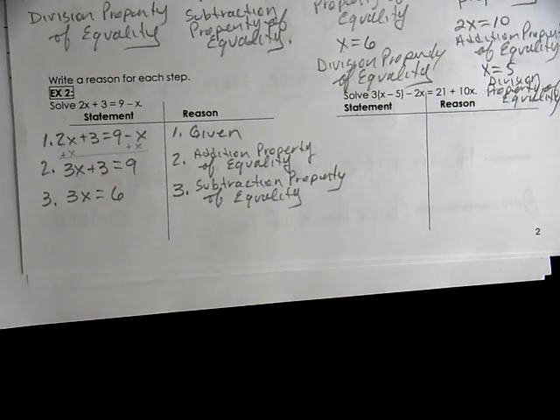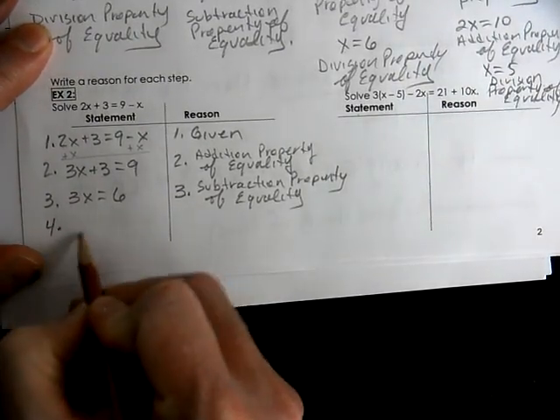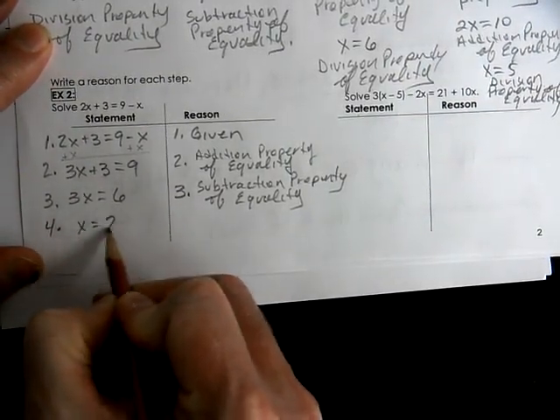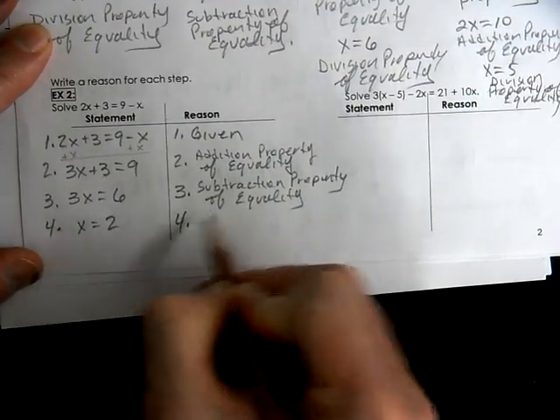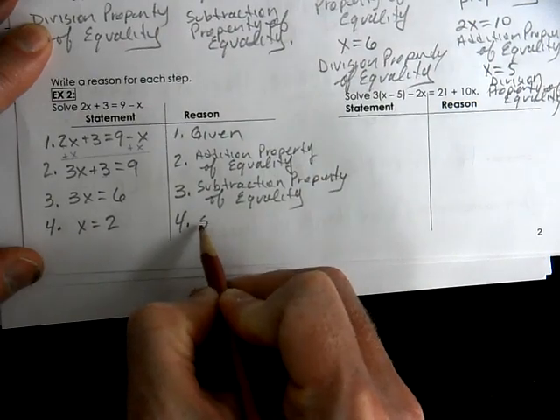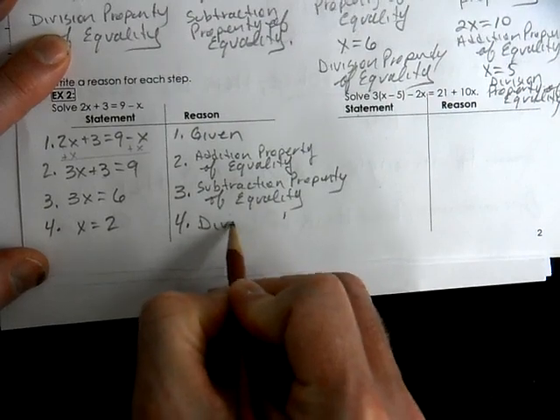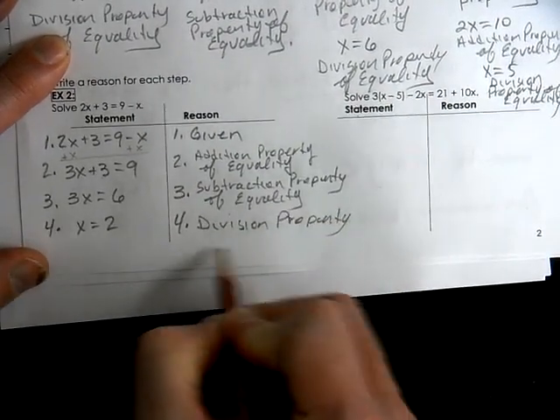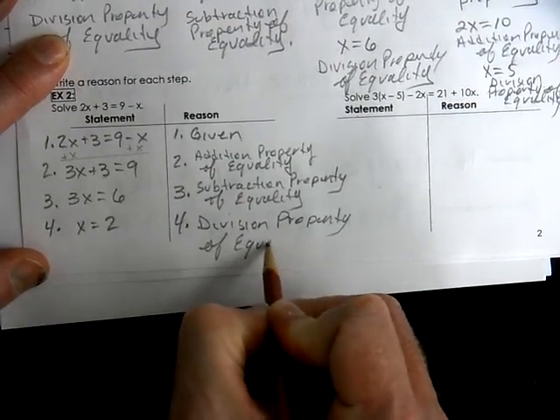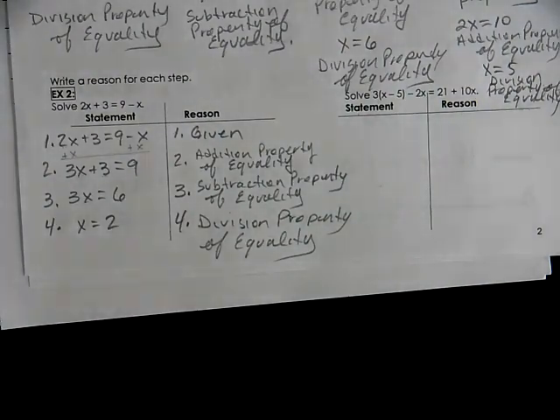And somebody new? What's our last step? You see the pattern going on? Divide the 6 by 3. By dividing to both sides with the 3, we get a 2. And we call that, gotta use the right word, division property of equality. Pretty clear.